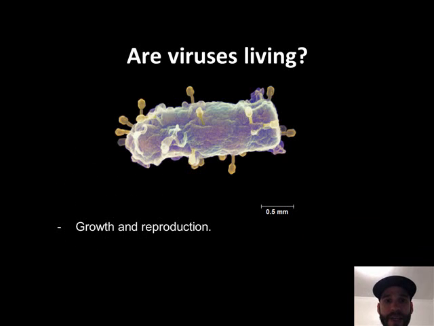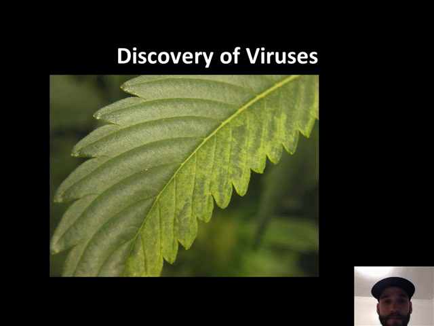And here you can see a cell being infected by a number of viral particles, and these viral particles are not living. They are composed primarily of a protein coat, and then there's DNA or RNA, some sort of genetic material, inside them.